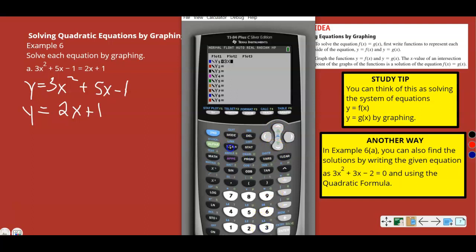So we've got 3x squared plus 5x minus 1. And then we're going to have 2x plus 1. And I'm going to hit graph. And you can see that there are 2 solutions here. Let's see if we can determine these from the table of values.